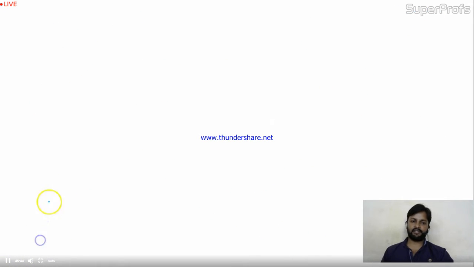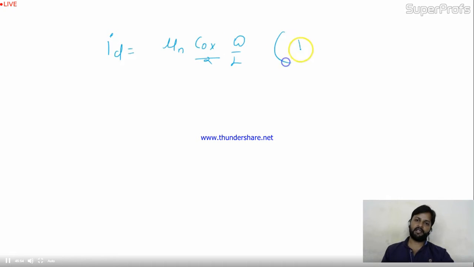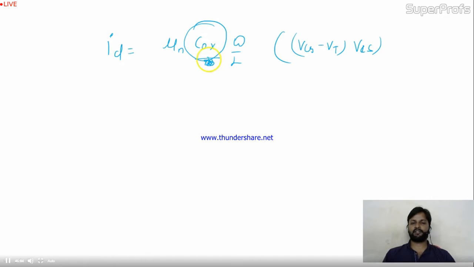Okay, so the current formula is given. It's mu n COX by 2, W by L, VGS minus VT into VDS. I'm sorry, this 2 is not here. So COX is the MOSFET capacitance, the oxide capacitance I can also call it. W by L is width by length, VGS minus VT into VDS minus VDS square by 2. This is the whole formula for the enhancement-only MOSFET.